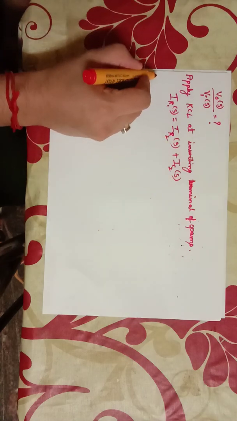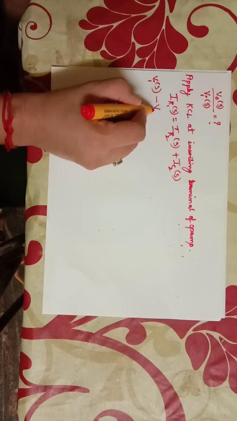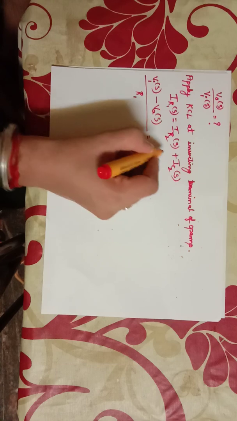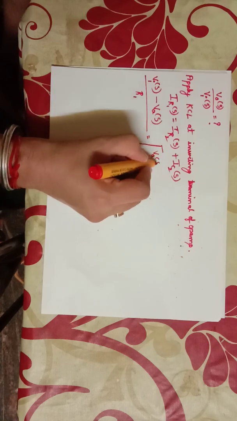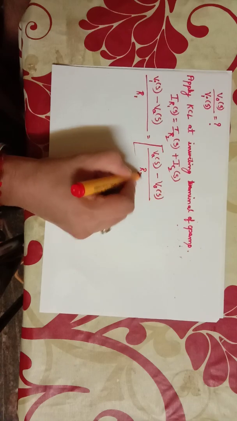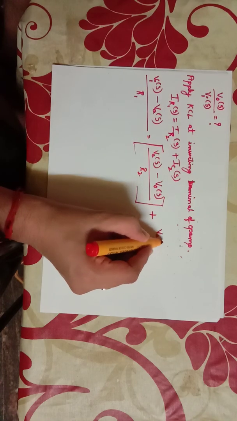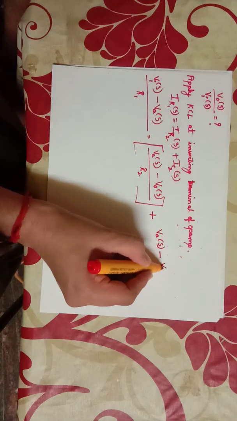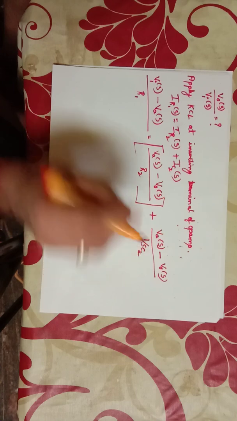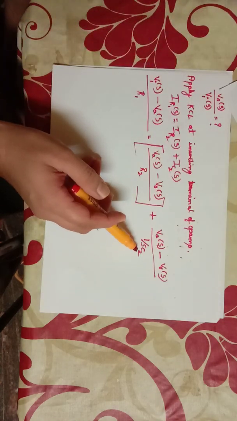And now we will write it in the Laplace domain. (Vi(s) minus VA(s)) divided by R1 is equal to (VA(s) minus V0(s)) divided by R2 plus (VA(s) minus V0(s)) divided by 1 by sC2, because here there is a capacitor, so it becomes 1 by sC2.